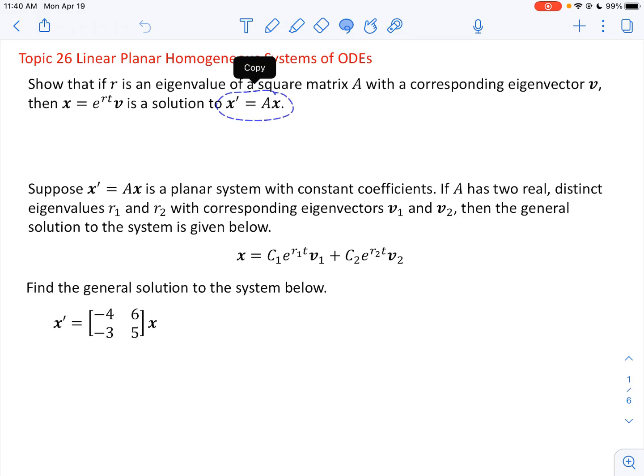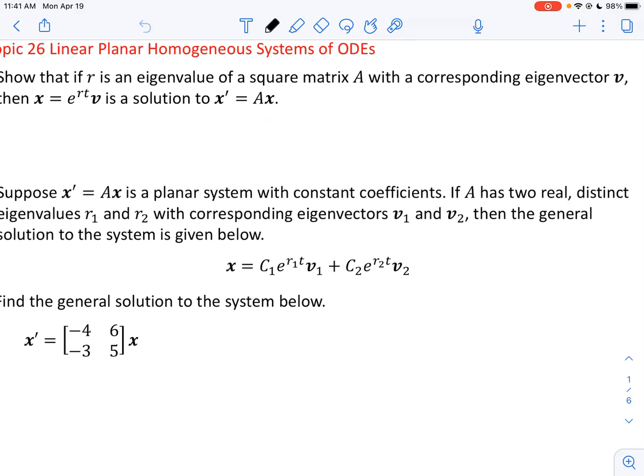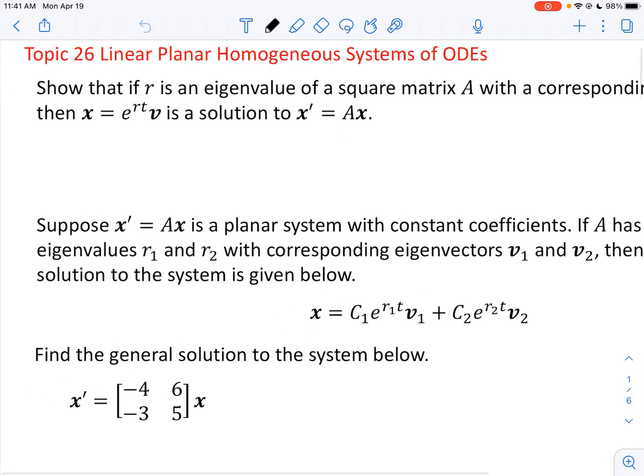Notice there is no plus f vector. We're assuming the f vector is 0, so we have a homogeneous linear system of ODEs. Okay, to verify that this vector here is in fact going to be a solution to this system, we simply have to plug in this vector for the x here and the x here and see if both sides of the equation are true. So let's begin by doing x prime.